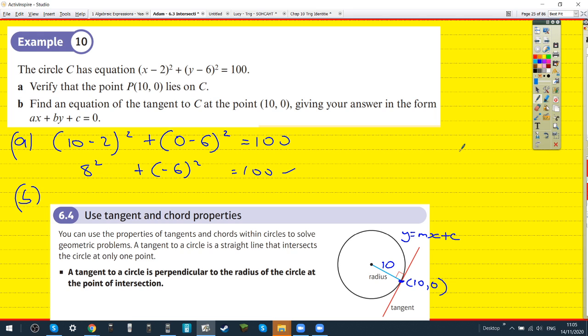Anything else? The center is at 0, 0. Nope. These tell you the center. So it's just x minus 2 squared plus y minus 6 squared. No. Center is 2, 6. Oh, right. Center is 2, 6. Now, how can we use that?